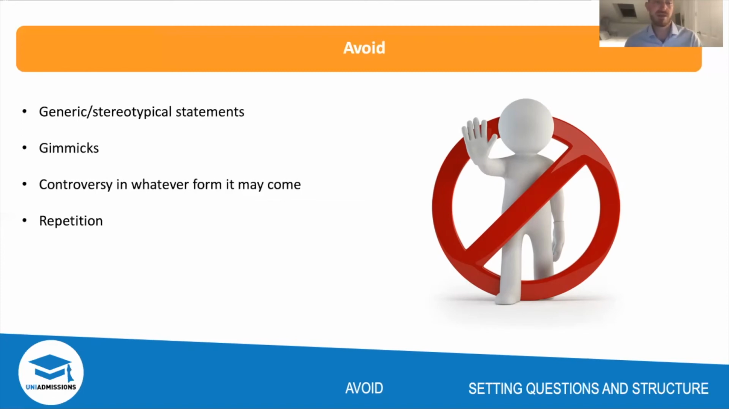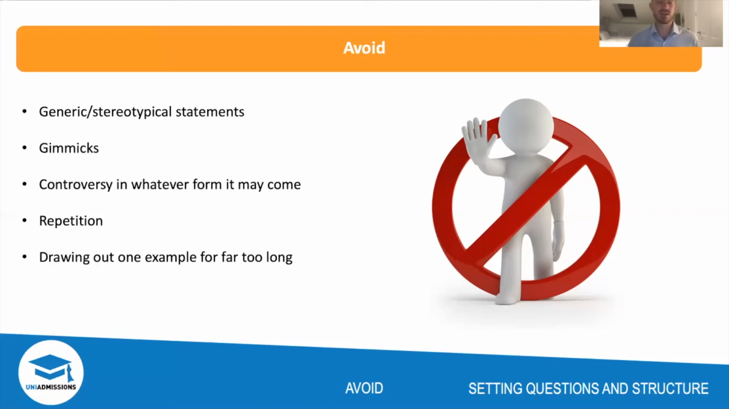Repetition, a big thing to avoid. You don't want to just keep saying the same examples. You don't want to keep saying the same thing over and over again, because you have limited space. As we said in the last video, you've got 4,000 characters and 47 lines, and you need to make sure every single character is of value. So don't waste time just repeating yourself.